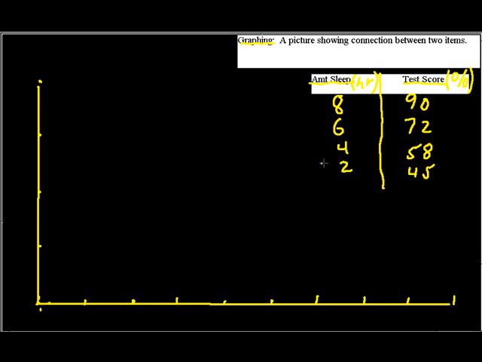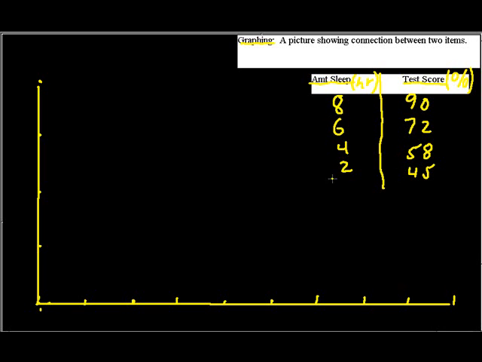And what's more, it'd be nice to know, what is the score going to be if it was 3 hours of sleep? What if the sleep amount was 5.5 hours? What kind of test score? So these data points are anchors, but a graph is going to allow us to see all possible outcomes that might occur.